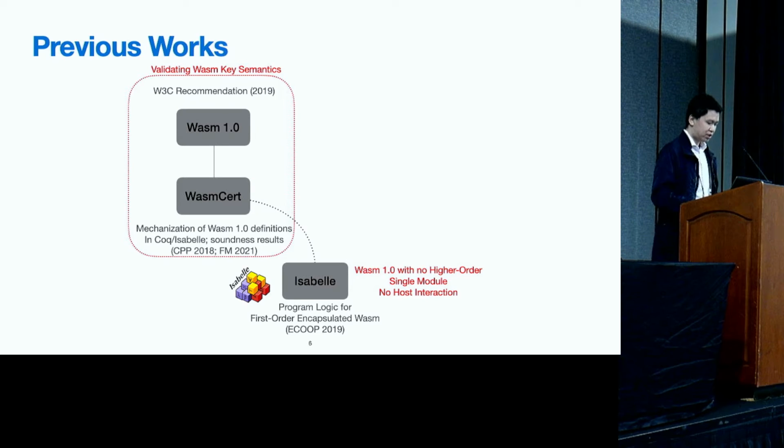Some previous attempts at WASM validation and verification have been made. For example, the WasmCert project, which includes two mechanizations of WASM 1.0 definitions in the Coq and Isabelle theorem provers, with the soundness result for the type system and its module instantiation stated and proved. A program logic was then developed based on the Isabelle mechanization.